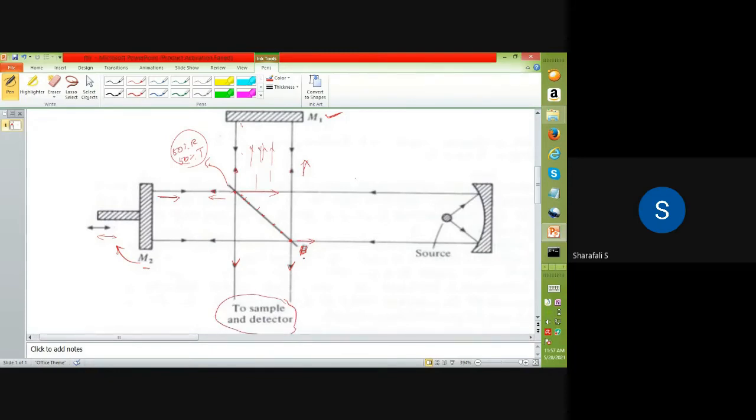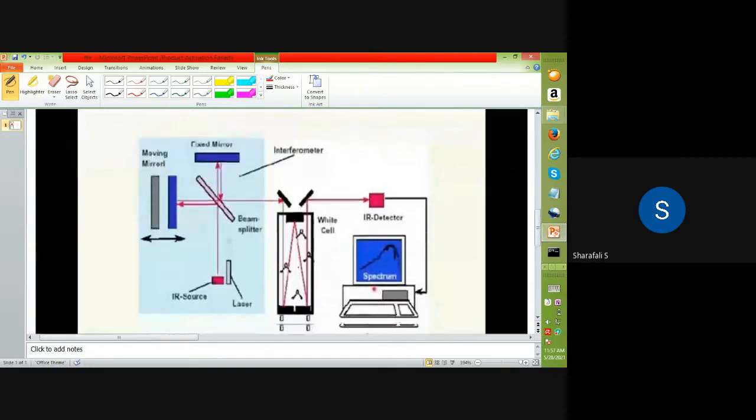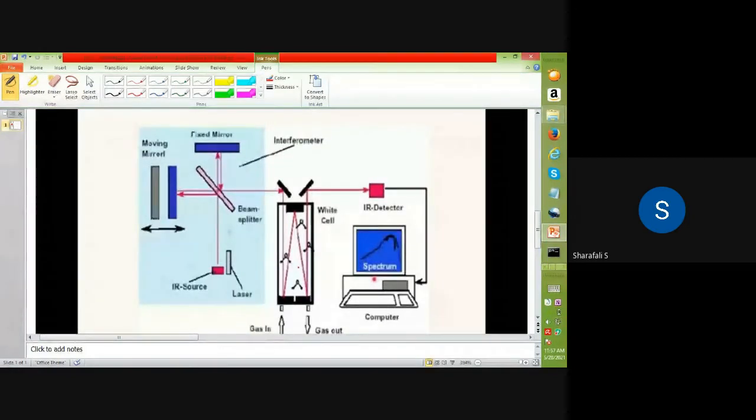So I will explain that again with this diagram. Okay. So this is a much better diagram. In this case, we have the source, the IR source here. You can see that this is our IR source, and the IR radiation will be coming like this. Okay.